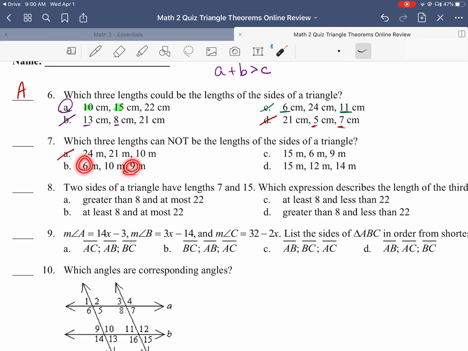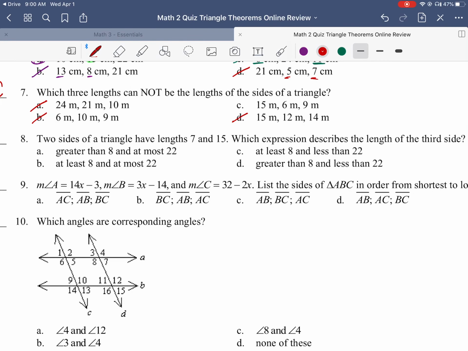6 and 9 is 15. 15 is bigger than 10, so it works. 6 and 9 is 15. 15 is not bigger than 15, so that one's not going to work. Just to make sure, 12 and 14 is 26. 26 is bigger than 15, so my answer must be C.